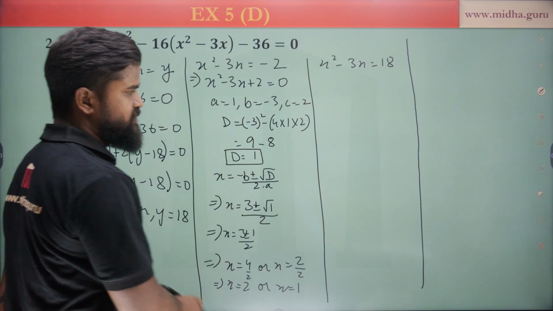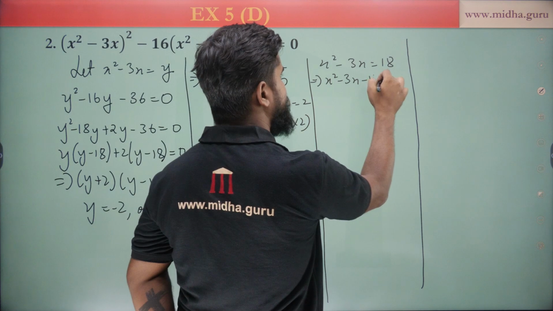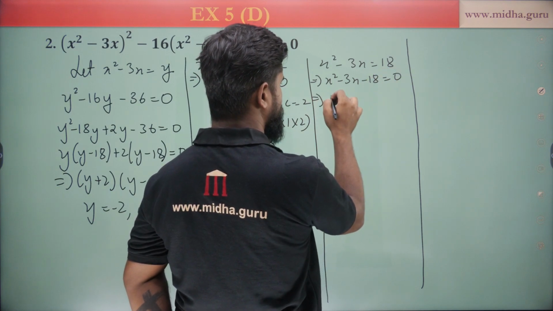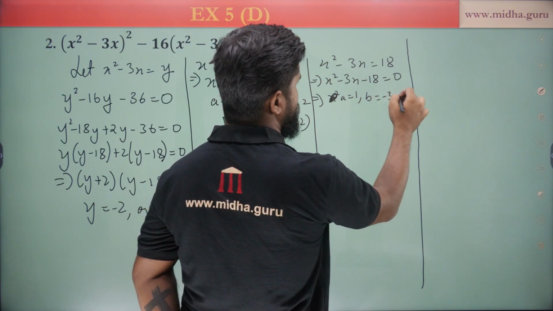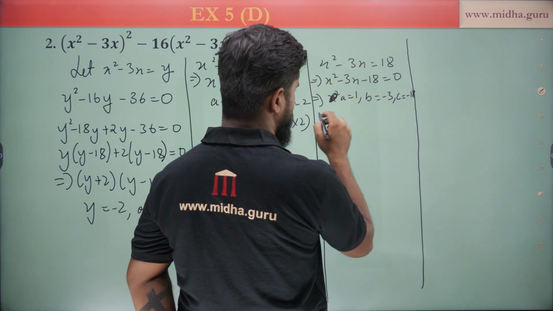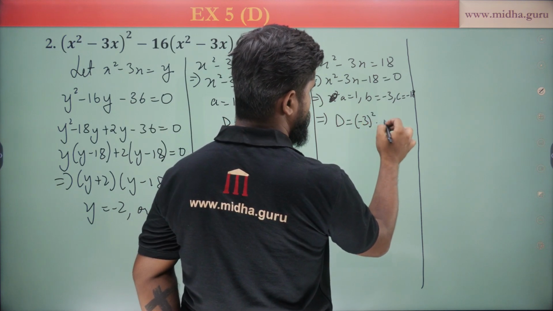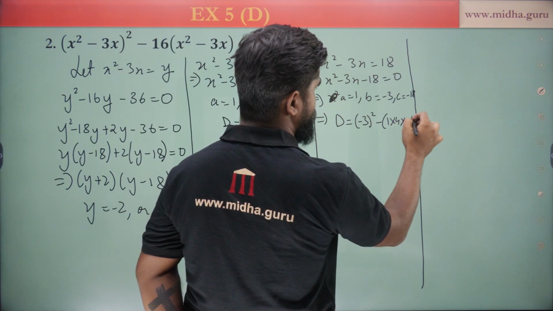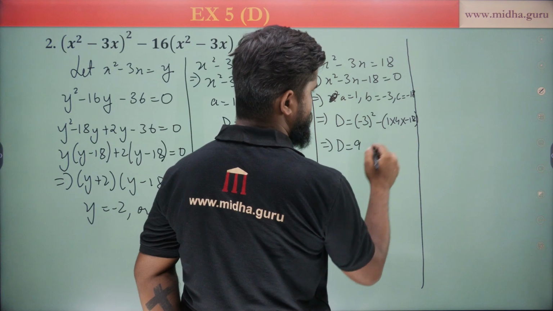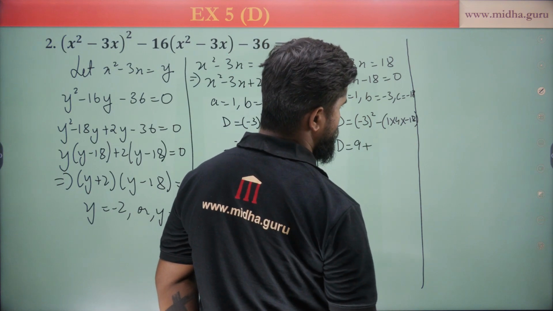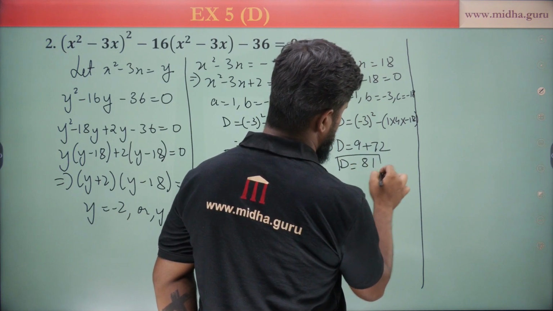This is what we got from this equation. Now we have to solve this equation as well. We get x squared minus 3x minus 18 is equal to 0. So a is equal to 1, b is equal to minus 3, c is equal to minus 18. From here we will get the discriminant is minus 3 whole squared minus 1 into 4 into minus 18. Then 9, minus and minus becomes plus, 18 into 4 is, this is equal to 81.